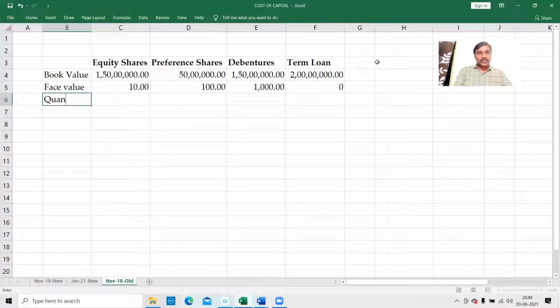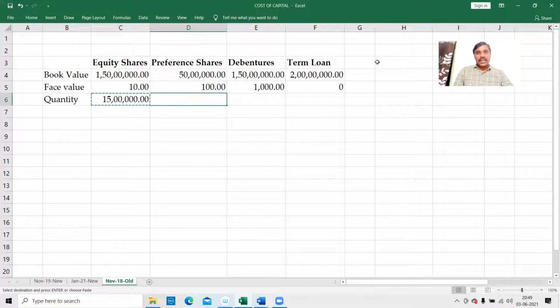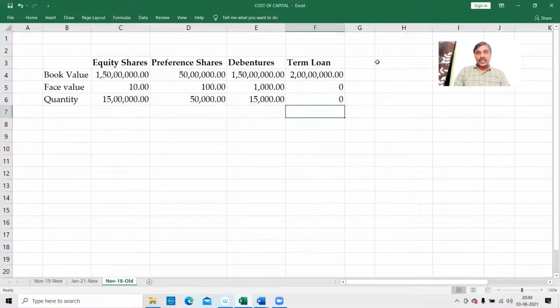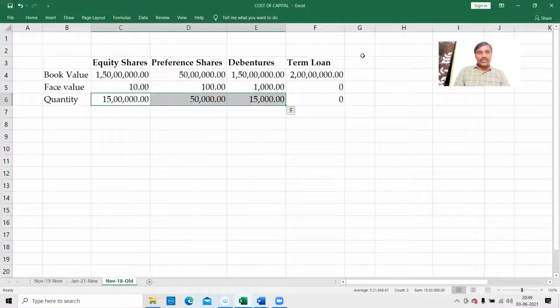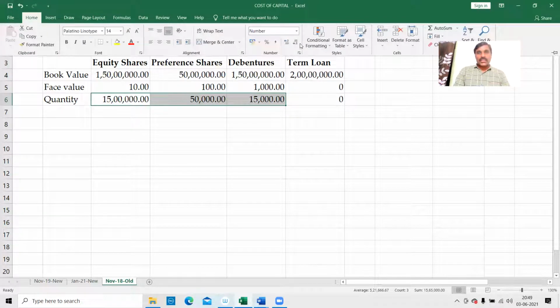Therefore, what is the quantity? How many units will we get? How many shares are there? Equity shares total value is 1 crore 50 lakhs. Therefore, the number of shares will be 15 lakhs. Similarly for preference shares and debentures. I have to remove the decimals for this because those are shares, not amounts.